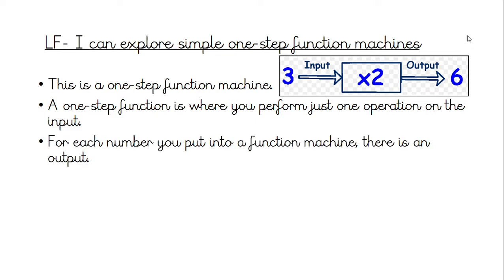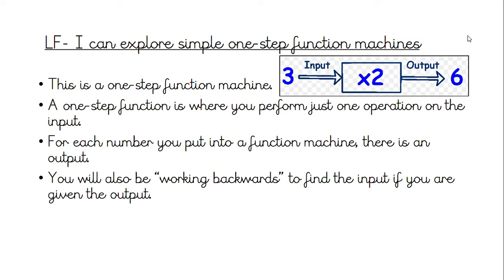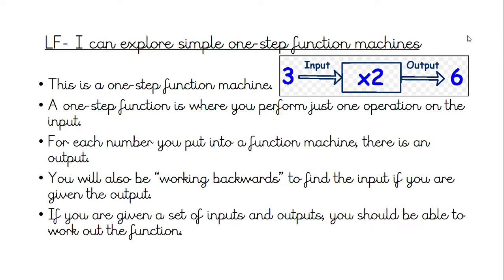For each number you put into a function machine, there is an output. Now today you'll also be working backwards to find the input number if you were just given the output number. So for example here, if you were given the number 6 and you didn't know what the function was, you'd have to work back and do divide by 2 to find out that the function was times by 2 working forwards. Okay, and if you were given a set of inputs and outputs, you should be able to work out the function. Okay, we'll look at that in more detail later.